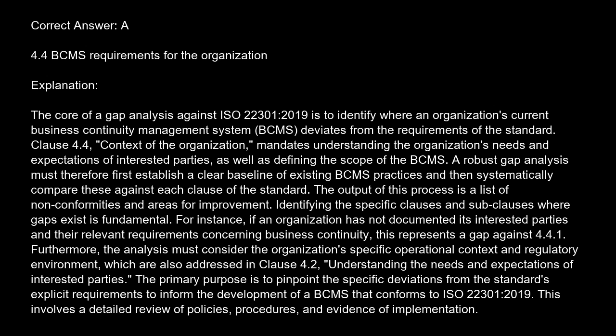For instance, if an organization has not documented its interested parties and their relevant requirements concerning business continuity, this represents a gap against 4.1. Furthermore, the analysis must consider the organization's specific operational context and regulatory environment, which are also addressed in Clause 4.2. Understanding the needs and expectations of interested parties. The primary purpose is to pinpoint the specific deviations from the standard's explicit requirements to inform the development of a BCMS that conforms to ISO 22301-2019. This involves a detailed review of policies, procedures, and evidence of implementation.